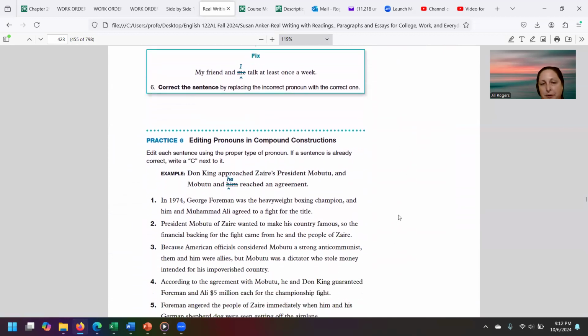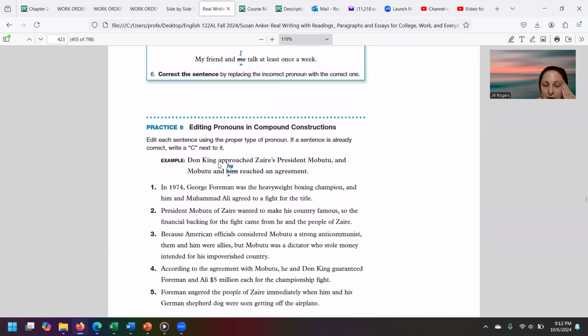So you do need to edit for the pronouns. We'll go ahead, and there are some correct ones. This is the example. What do you have to do? You have to edit each sentence using the proper type of pronoun. If the sentence is already correct, write a C next to it. So the example we have is: Don King approached Zaire's president Mobutu, and Mobutu and him reached an agreement.